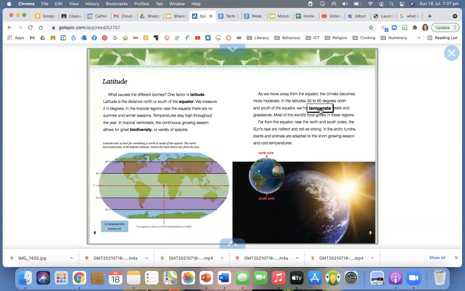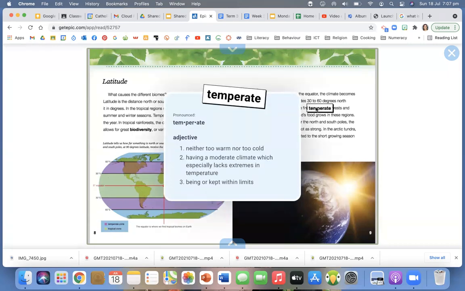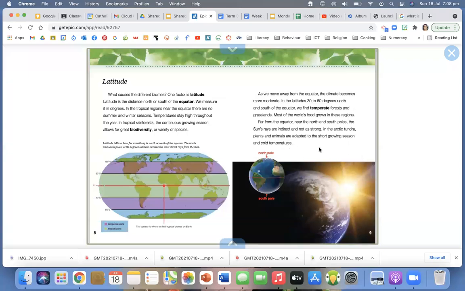So I'm thinking about that word temperate, and I can see that base word there, which is helped by things like temperature. So we're talking about here moderate. So maybe it's talking about a moderate temperature. So temperatures that are around the same. Let's check. There we go. Neither too warm or too cold. It's a moderate climate, which lacks extremes in temperature. Most of the world's food grows in these regions, and I think regions means these areas.